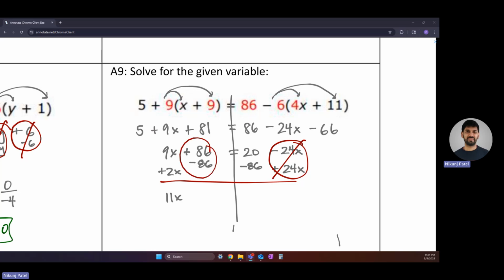So this also inverts right here. And I do 20 minus 86. If you need to in your calculator, go ahead and do that. You end up getting negative 66.